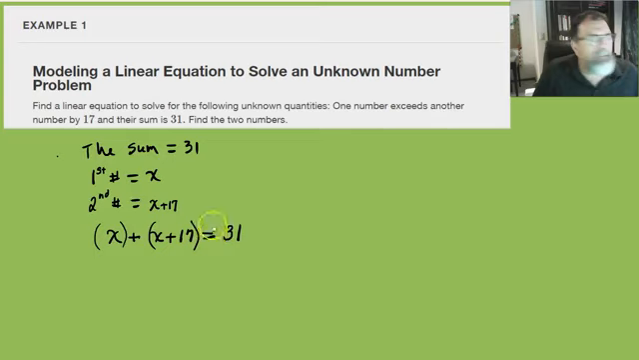Okay, now we're going to solve this equation. So you can drop the parentheses, and then you're going to combine like terms. x plus x is 2x.